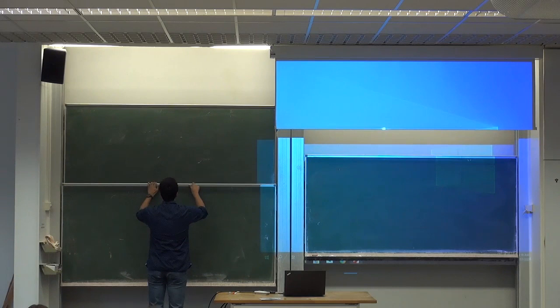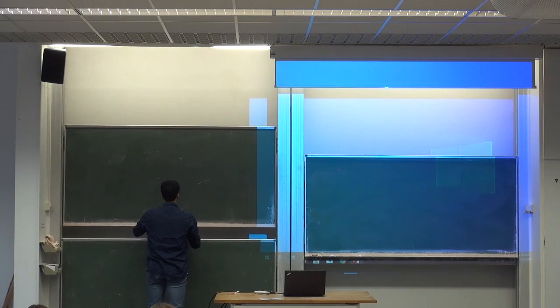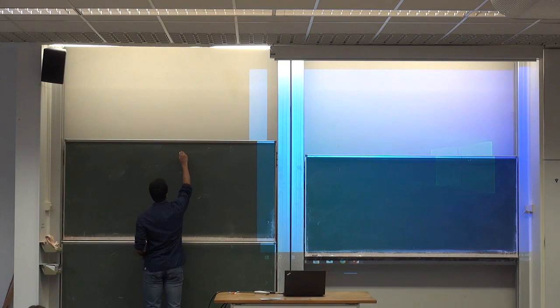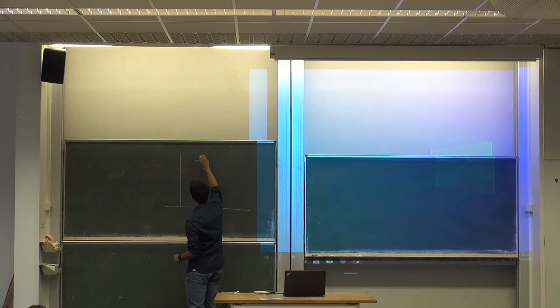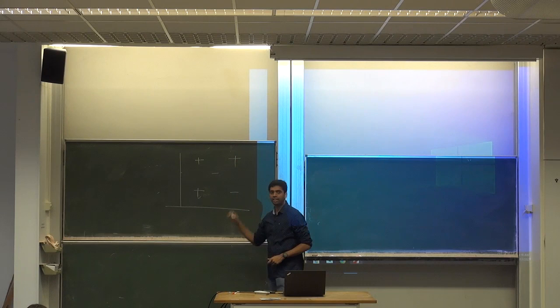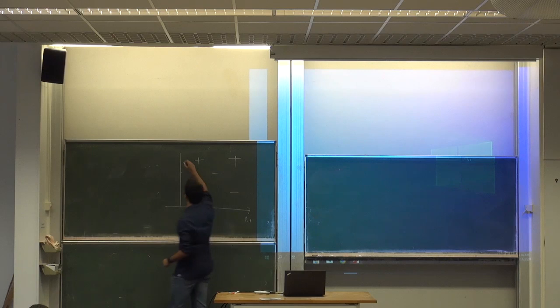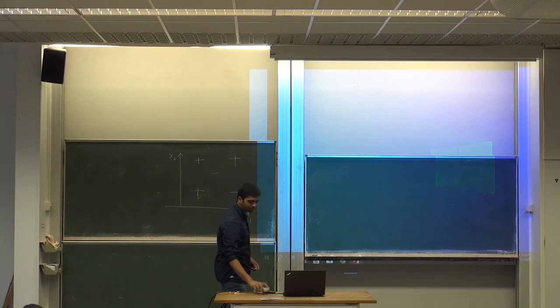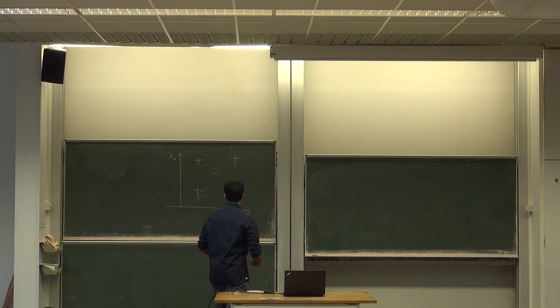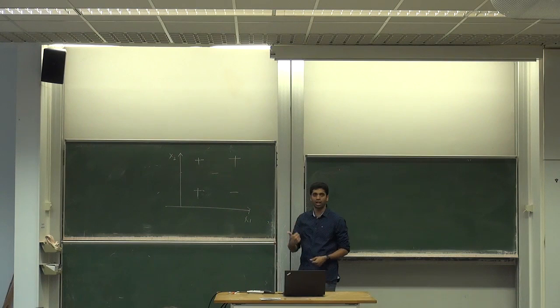So let's take the following example. Let's say we have the following training data set, again with two axes, x1 and x2. Right. So we have this data set, where pluses mean they belong to the class omega 1, and minus means it belongs to the class omega 2, right? Or plus 1 and minus 1.